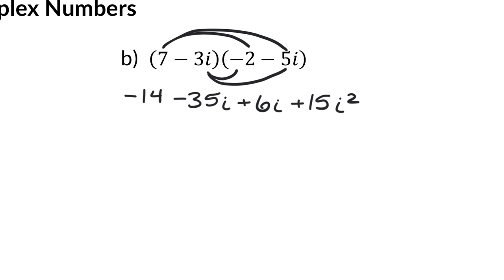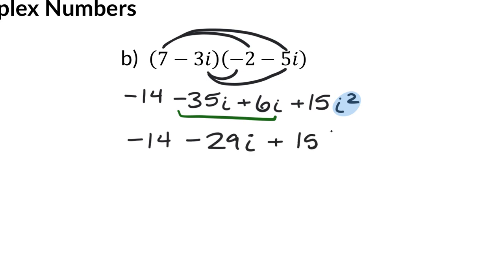Here's the things I noticed, 2 things at once. Number 1, I see that we have like terms in the center. I also see that we have i squared again right here. So I'm going to do 2 things at once. I'm going to combine my like terms in the center. -35 plus 6 is negative, not positive, -29i. And I'm going to change that i squared into -1 again. Did I lose anybody on that step?